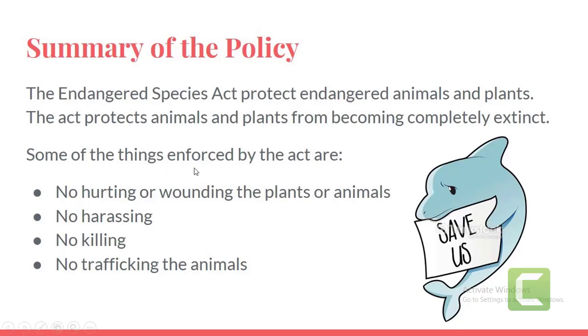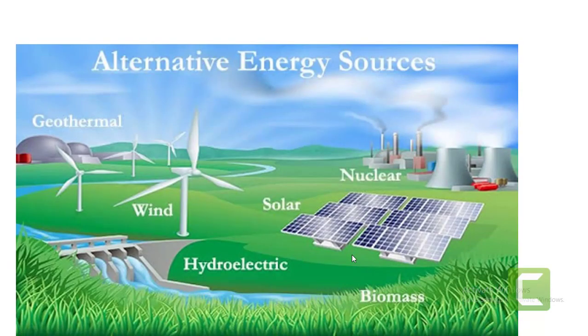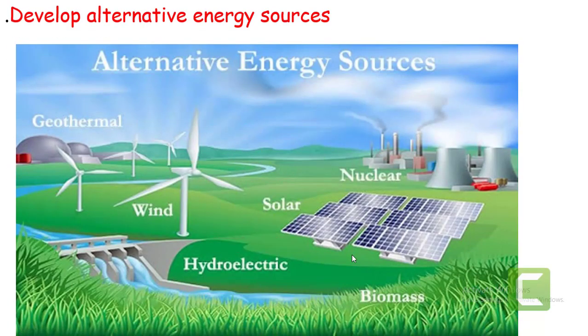Okay, so summarize the policy of the Endangered Species Act here. I read about 4 points here. Some of the things enforced by the act are no hurting or wounding the plants or animals, no harassing, no killing, no trafficking the animals. So here is the summary of policy in the Endangered Species Act. Okay, we can also develop alternative energy sources like wind energy, solar energy, hydroelectric energy, biomass, geothermal also, and nuclear energy.